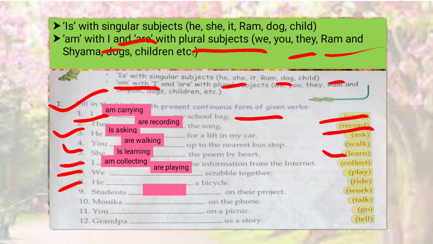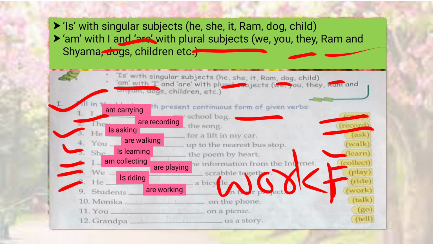The next one is 8th. He is riding a bicycle. So which verb will we use with students? Tell me. Is, am, or are? So we will use are here. Students are working on their project. What will we do? We will just add the ing form, work plus ing, so it will become working.